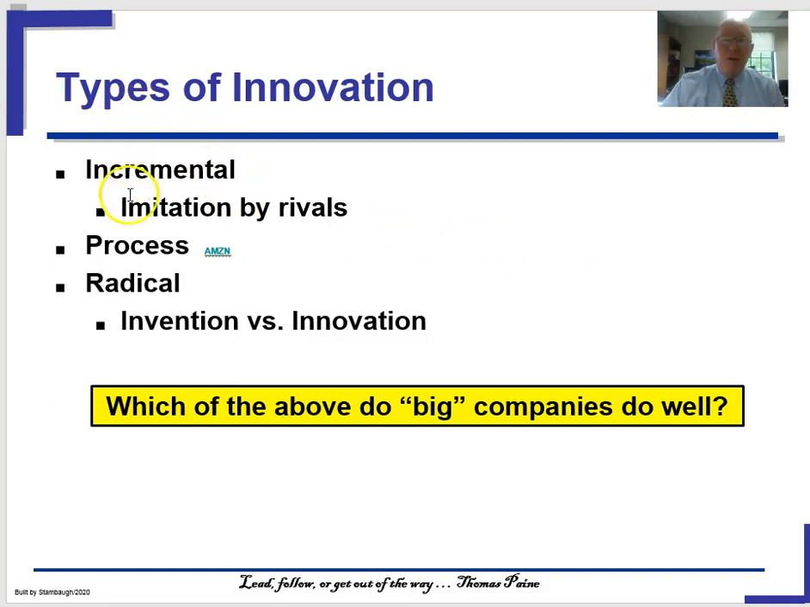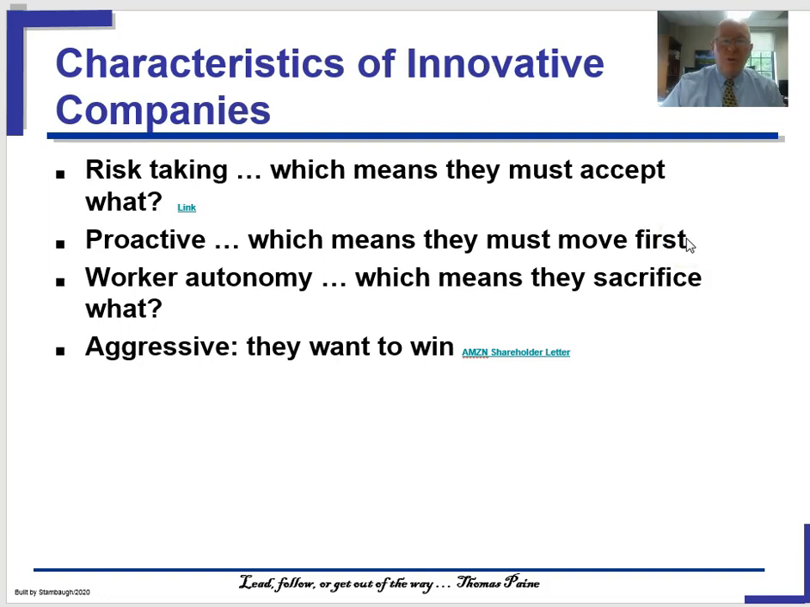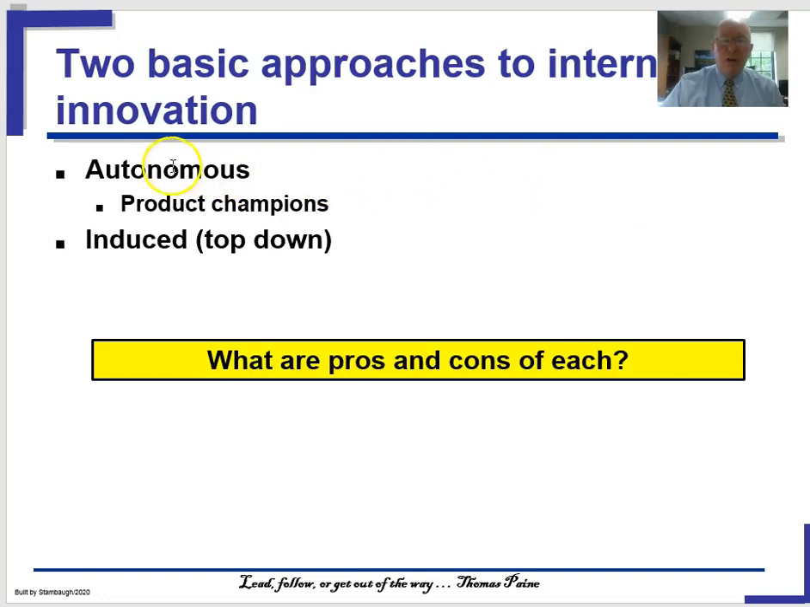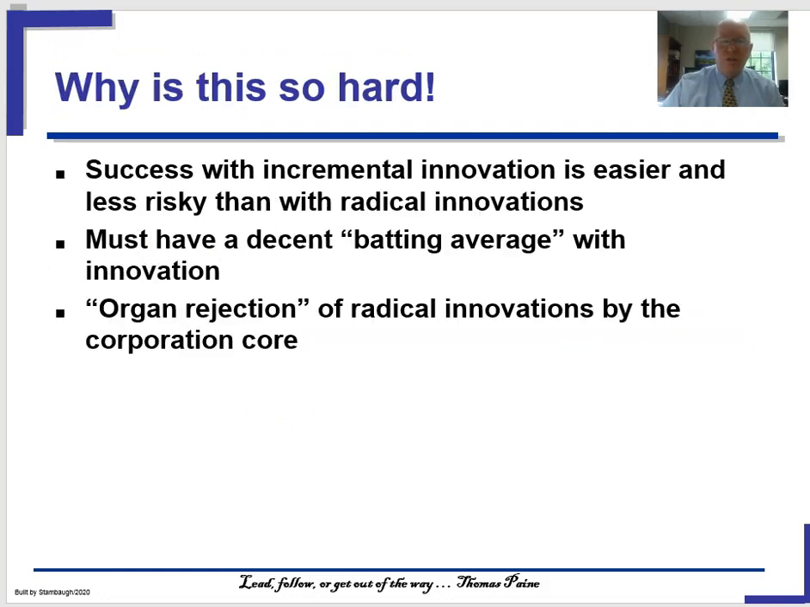This idea of incremental versus radical, or as the textbook puts it, novel innovation, is the source of 2 or 3 questions. So make sure that you understand the differences, who does them, and what constitutes them. Nothing there. Another big comment is the idea of autonomous versus induced or top-down innovation, product champions being a part of that. Make sure you know the pros and the cons of each and that you can see them.